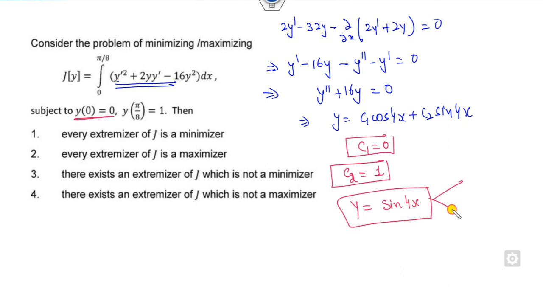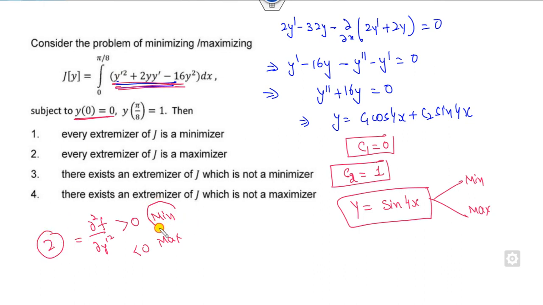Now whether it's a maximum or minimum, how can we find that? How can you find the maximum and minimum? We can start from here. If it is greater than 0, it's a minimum. If it's less than 0, maximum. What is the second derivative of y dash? It is 2, which is greater than 0, so it's a minimum. So this option is cancelled out.